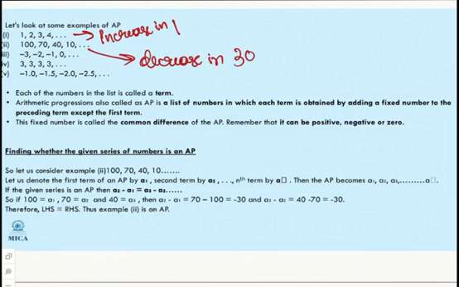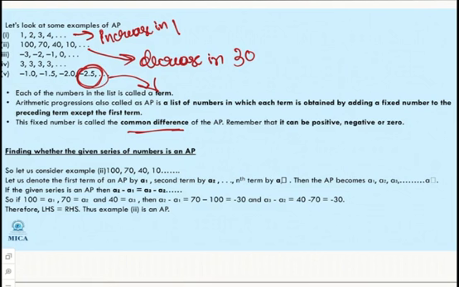So that fixed term which the difference is there, that is called as common difference. And each number of a list is called a term. So an arithmetic progression, also called as AP, is a list of numbers in which each term is obtained by adding a fixed number to the preceding term except the first term.